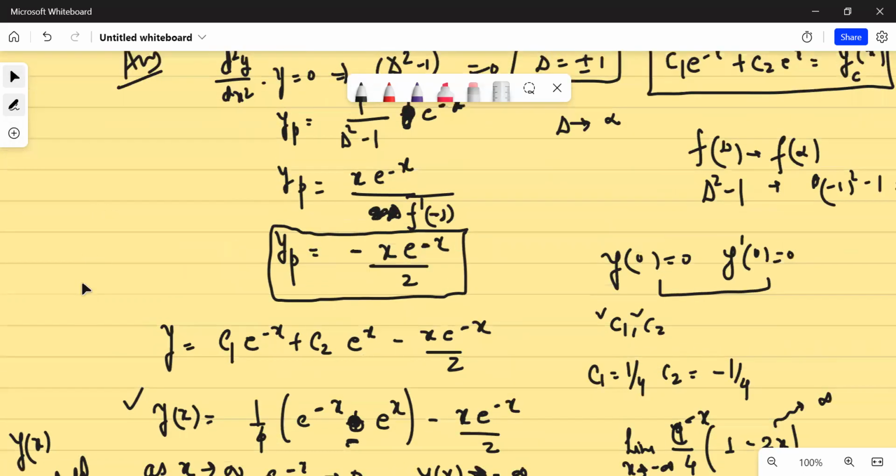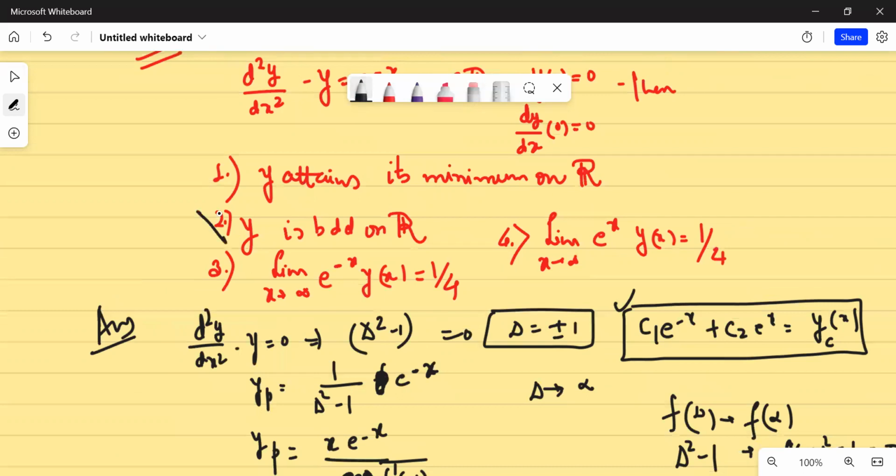हाँ है ना, फटाफट से बोलो. So y-x cannot be bounded on R. खत्म बात. Yes, is that clear?